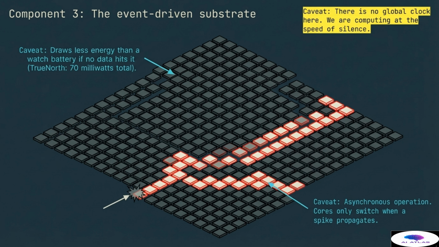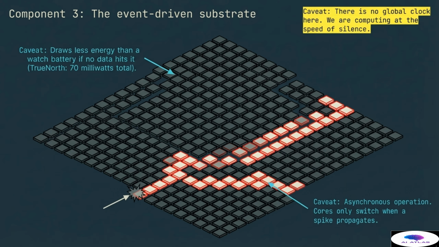Moving on to component number 3, we look at the event-driven substrate. The most important thing to understand here is that there is no global clock. In a standard computer, every part of the chip ticks at the same frequency, wasting power even if nothing is happening. Here, we are computing at the speed of silence. This is an asynchronous operation where cores only switch or activate when a spike propagates through the network. This results in incredible power savings.